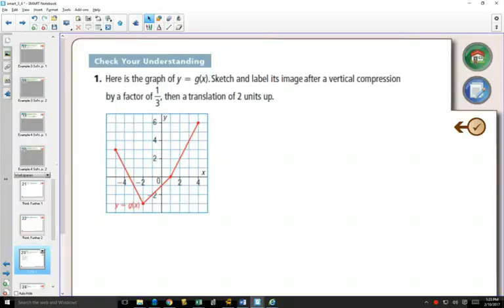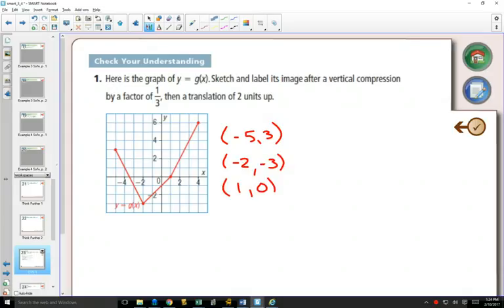So we've got a graph of g of x. We want to sketch and label the image after a vertical compression by a factor of 1/3, then a translation 2 up. So what that's going to look like is we're going to take these 4 points from our original graph. So our original graph has -5, 3, -2, -3, 1, 0, and 4, 6.